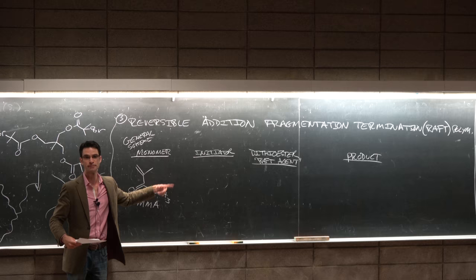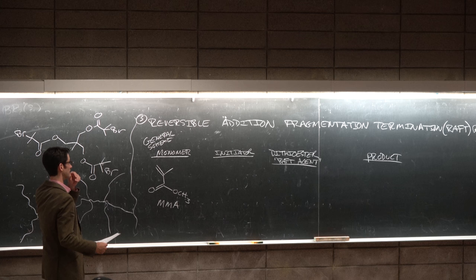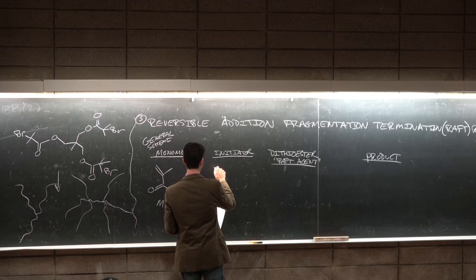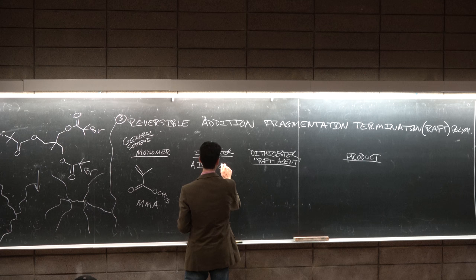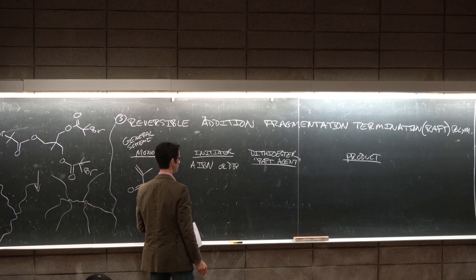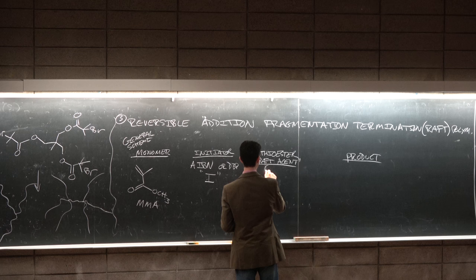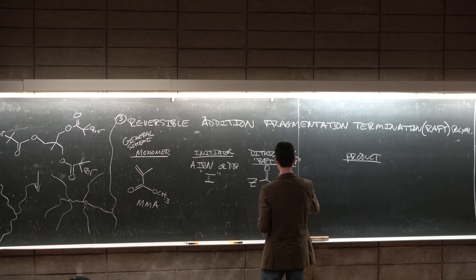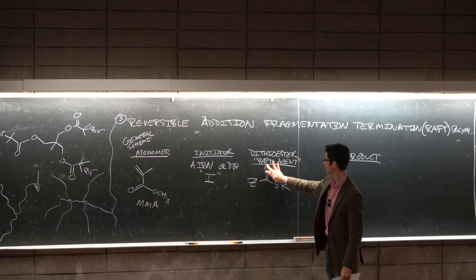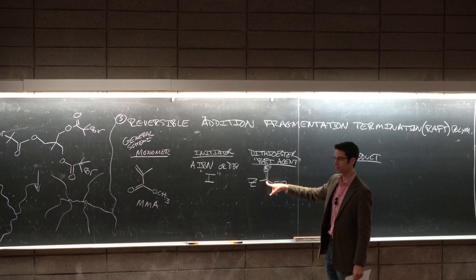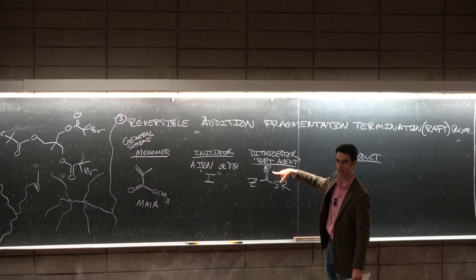And polymethylmethacrylate, one of the most useful polymers in all kinds of scenarios. The initiator can be a typical radical initiator like AIBN or DBP, dibenzoyl peroxide, and we'll just call this I. The dithioester almost always has this general form, or we'll just call it the RAFT agent. The RAFT agent has some Z group connected to a carbon atom, and then instead of oxygen atoms here, which would be a regular ester, we have two S's.